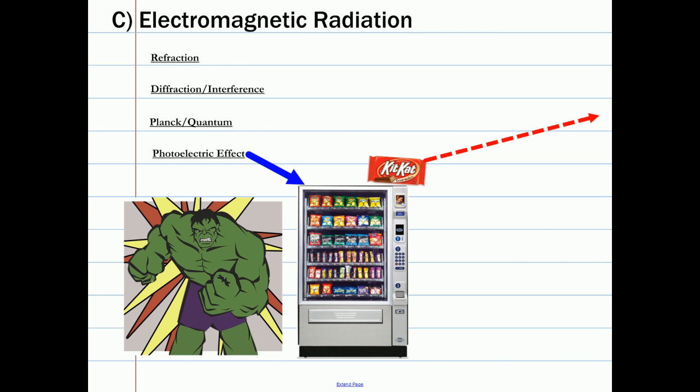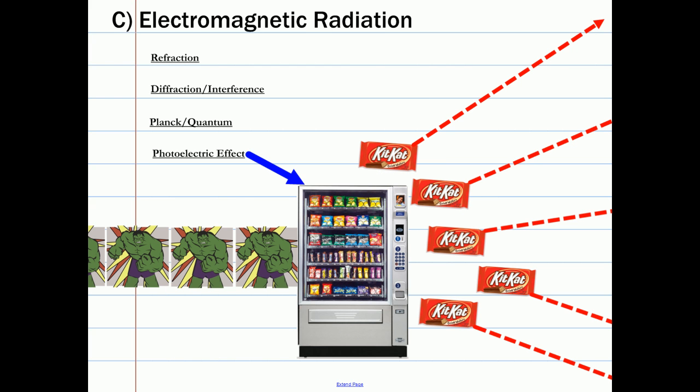So let's dial up the intensity. Let's get more Hulks per second hitting the vending machine. What happens then? We get a bunch of Kit Kats coming out with the same amount of energy as what was happening with a single Hulk hitting the vending machine.